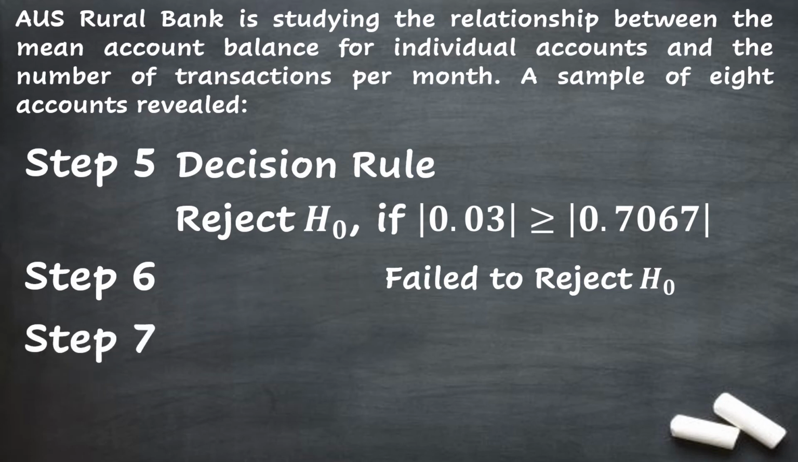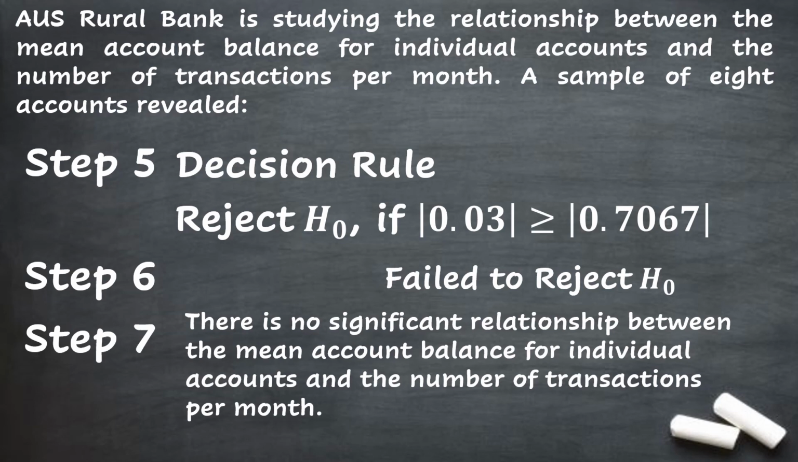Next and last step for this given problem is the conclusion. The decision is we fail to reject the null, so the basis for the conclusion is the null hypothesis. Therefore, the statement will be there is no significant relationship between the mean account balance for individual accounts and the number of transactions per month.